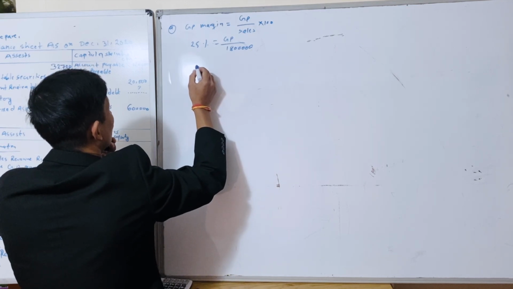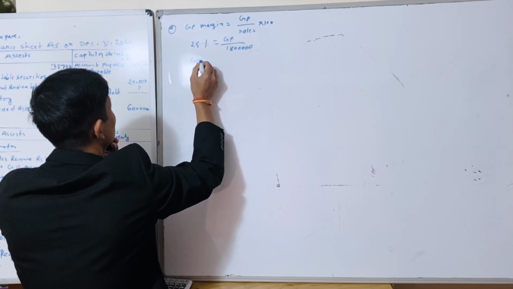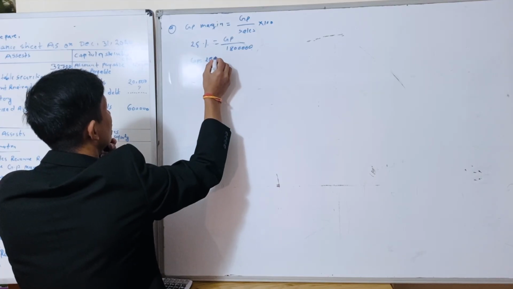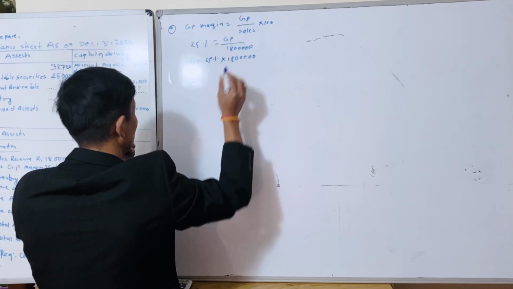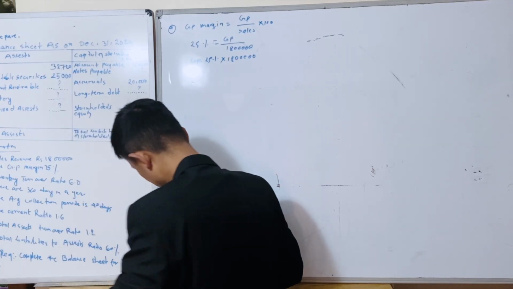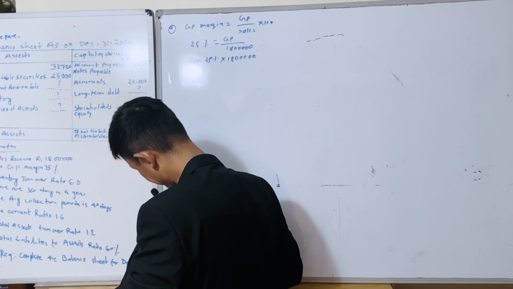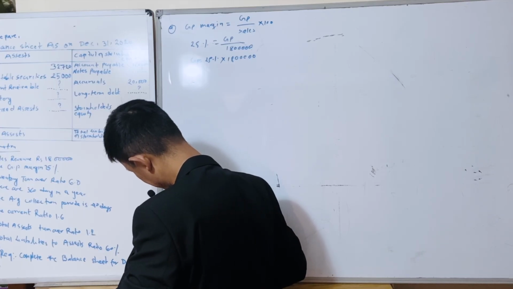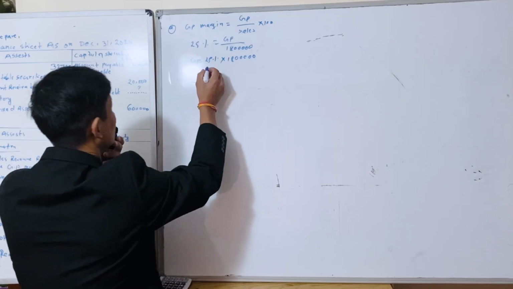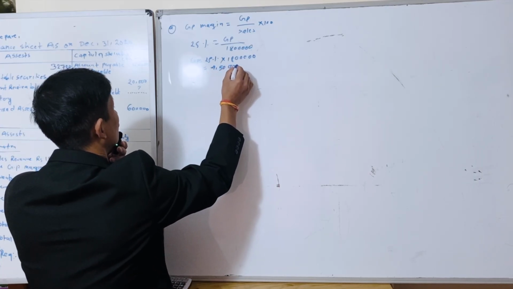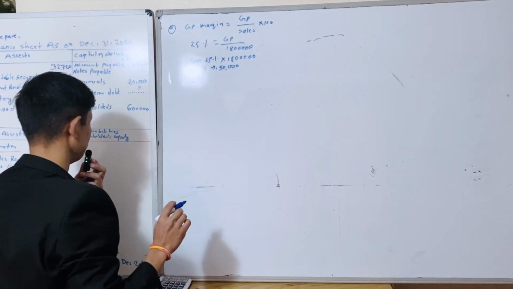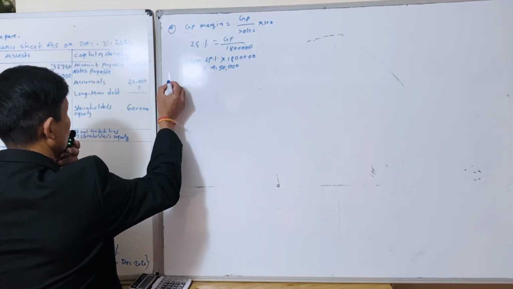So GP is equal to, if we multiply 25, how much we get? 25 divided by 100 multiply by 18 lakh. We get the figure of 4 lakh 50,000 of gross profit. Let's calculate cost of goods sold.